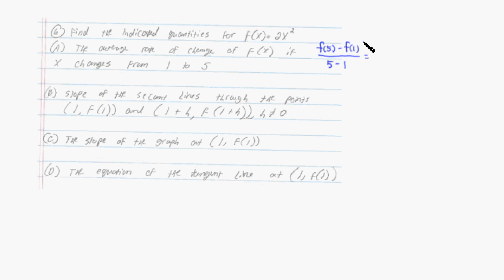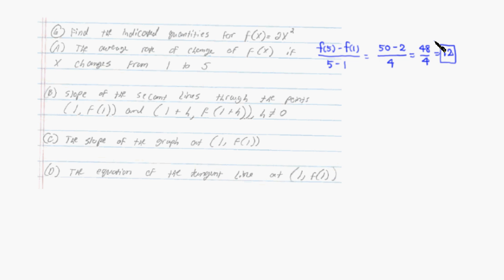We just plug in 5, so it's 2 times 5 squared, so 25 times 2, that's 50. Then plug in 1, so that's 2, and then divide by 5 minus 1, so it's 4. So this is 48 divided by 4, which is equal to 12. So 12 is the average rate of change from 1 to 5.